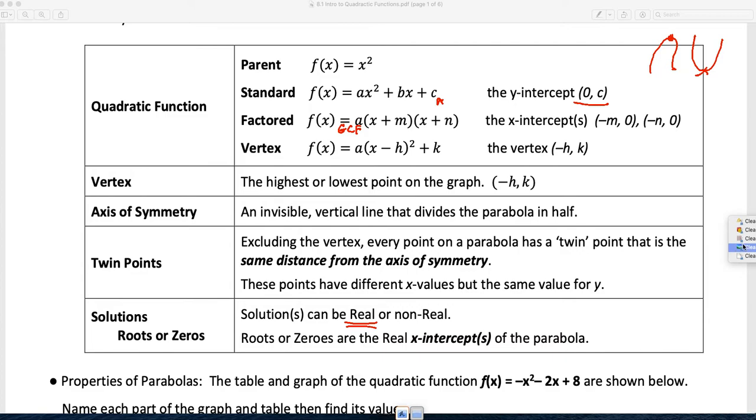Now we're going to take a look at some parabolas and what the most important parts are. And we're going to look at a table and you're going to see the most important parts of the table.